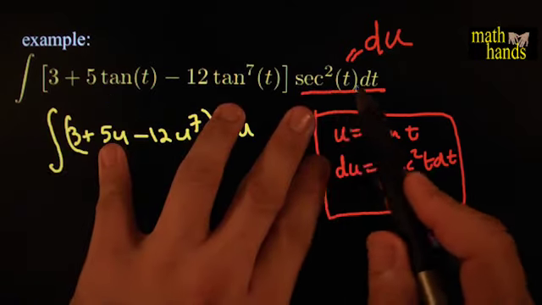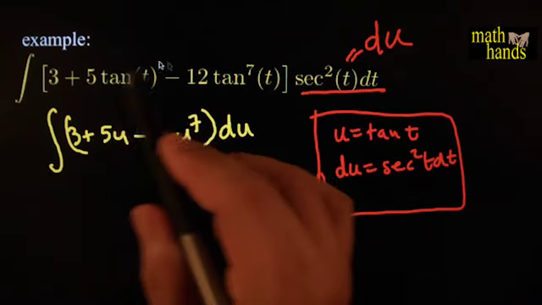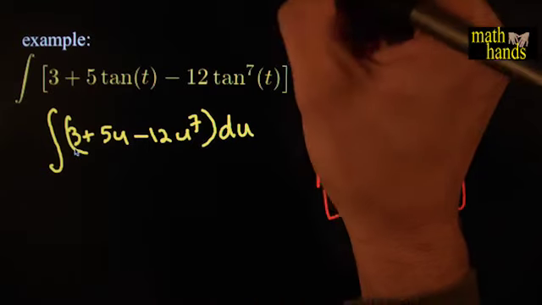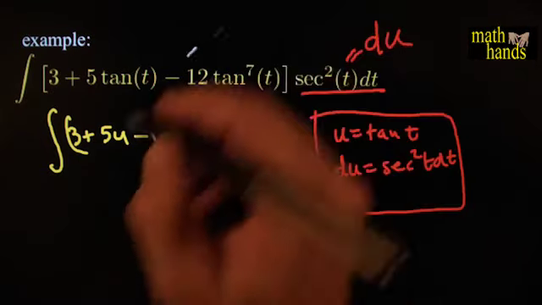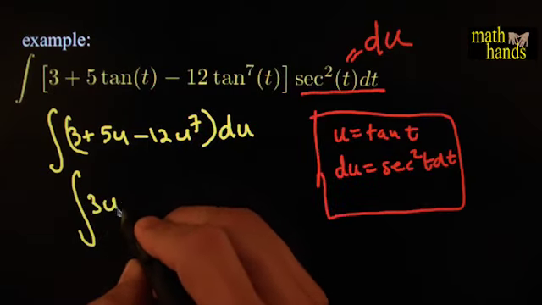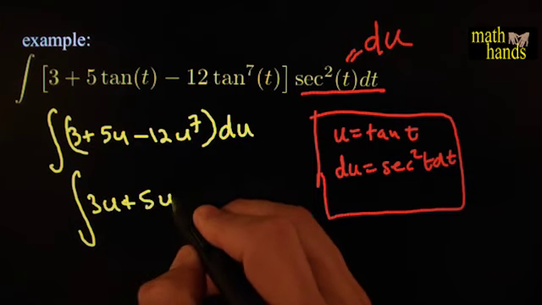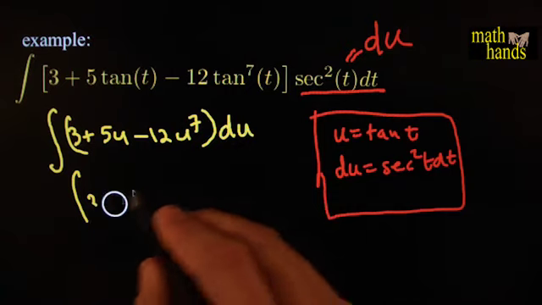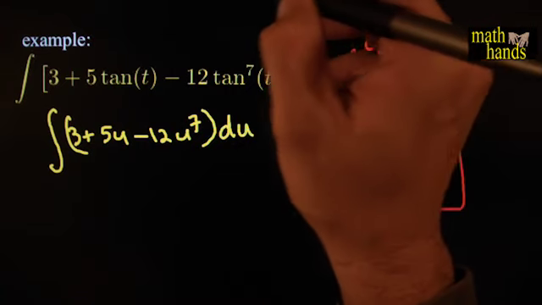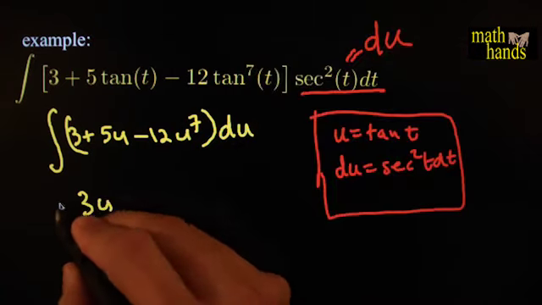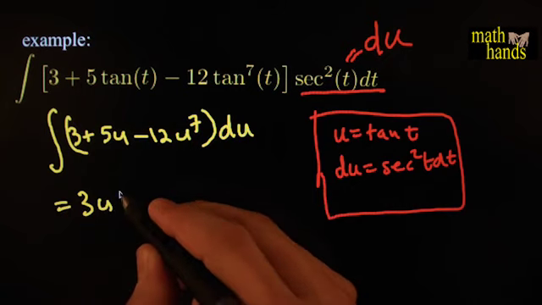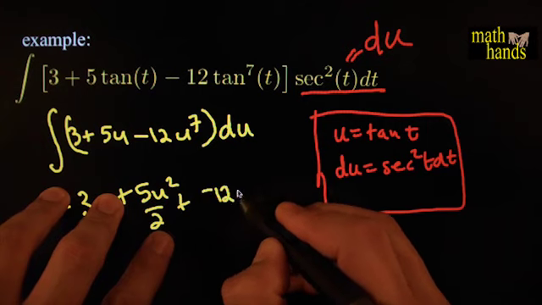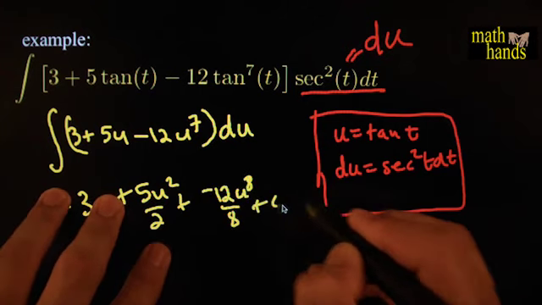All along you had this du earmarked over here, so long as you could convert all these to just plain u's or constant times u's. And it works out nicely. I'll just finish it real quickly. This would be 3u plus 5u squared over 2. Whoa. I'll just finish it correctly: 3u, no more integral, plus 5u squared over 2 plus negative 12u to the 8 over 8 plus a constant.